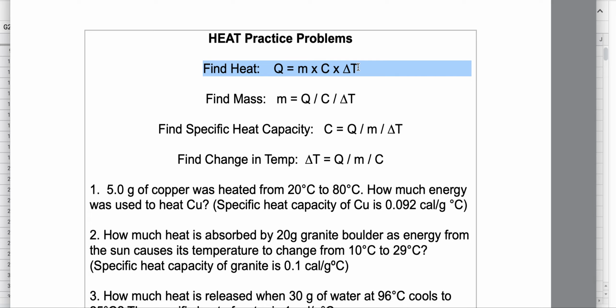And delta T, obviously, if you want to increase the temperature of something dramatically, then you've got to apply a lot of heat. So you can see how those three things, mass, specific heat capacity, and delta T, all affect the heat. Okay? All right, let me know if you have any questions, and make sure you get these two parts done today and turn in the one that has the practice problems.